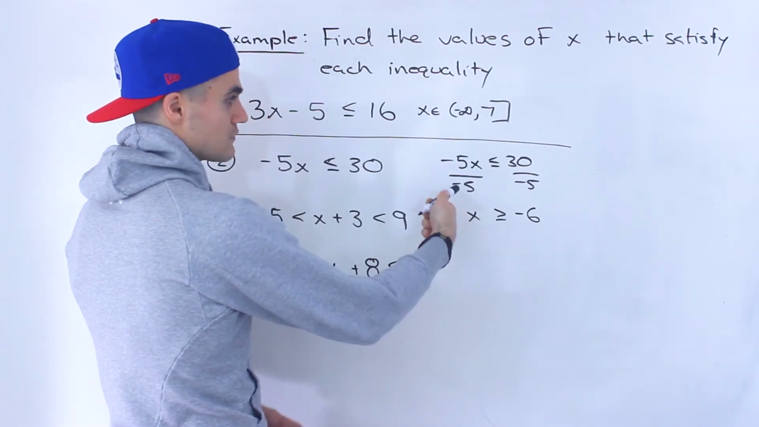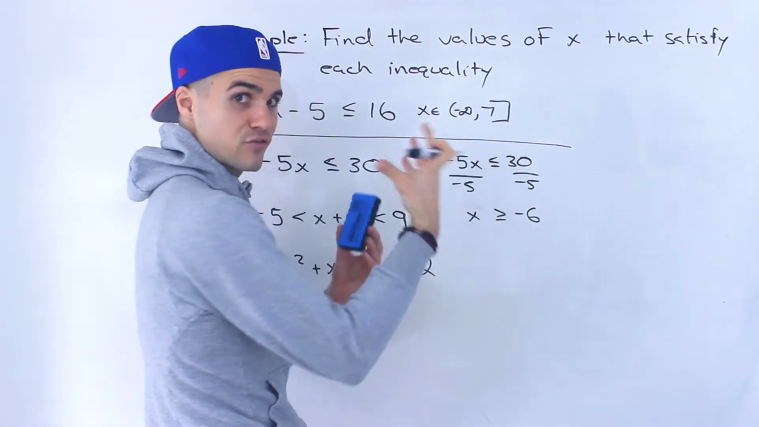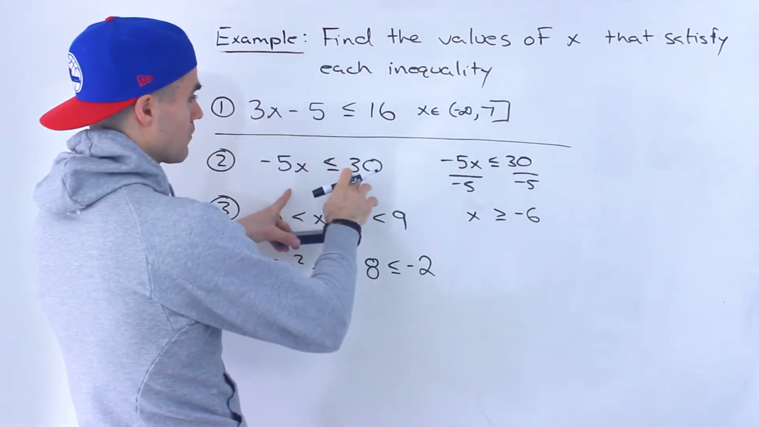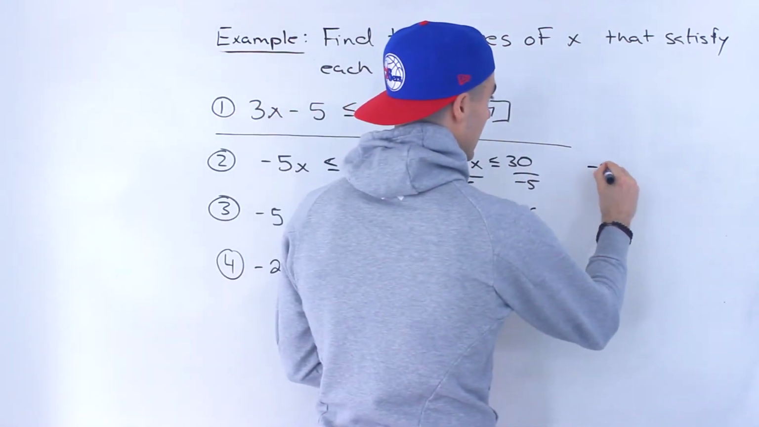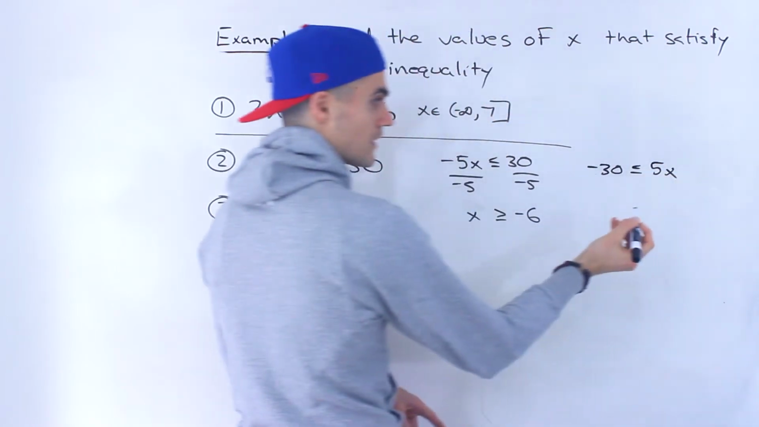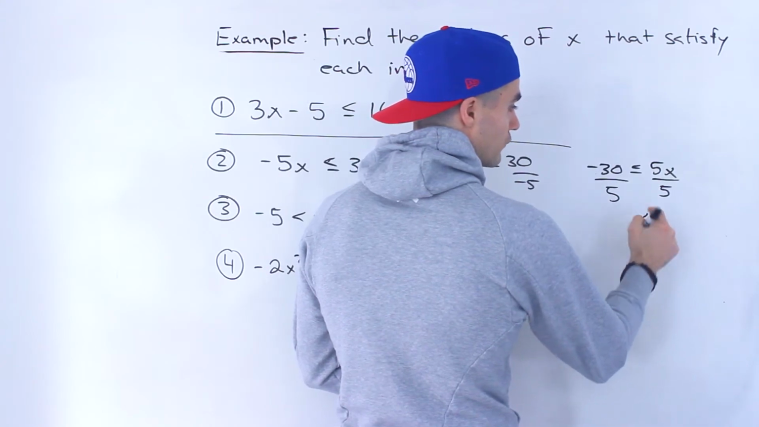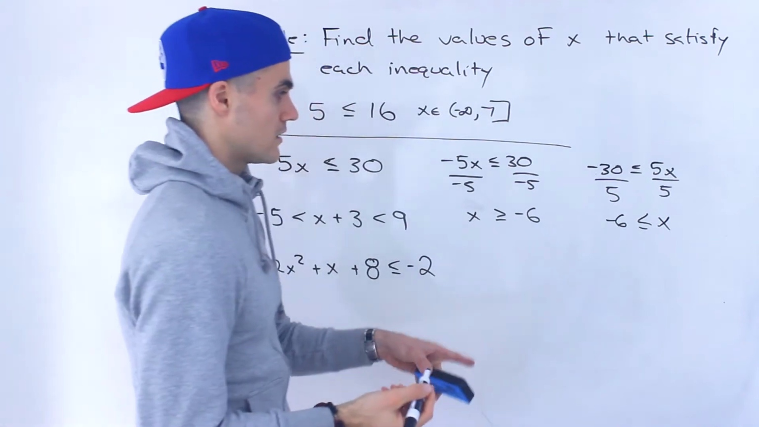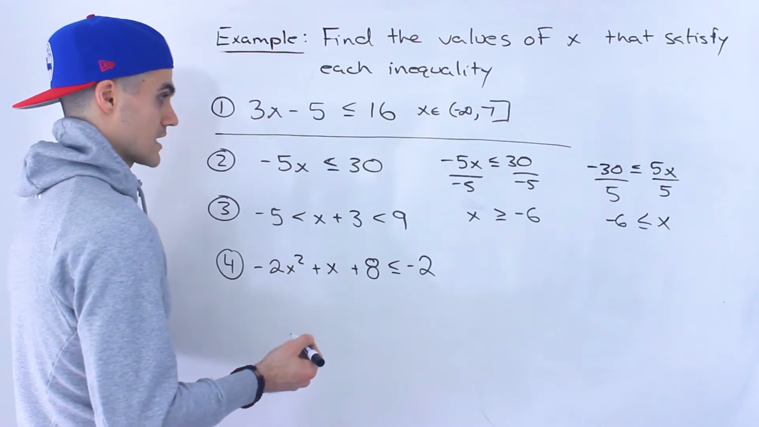Now another way to do this, if you don't want to worry about flipping, is this: when I know I'm going to divide by something in front of the variable, I like to make sure that coefficient is positive. So you could bring the negative 5x over and then bring the 30 over. You would end up with negative 30 is less than or equal to positive 5x. Then you could divide by 5 and you don't have to worry about flipping the sign. So either way, x has to be greater than or equal to negative 6.